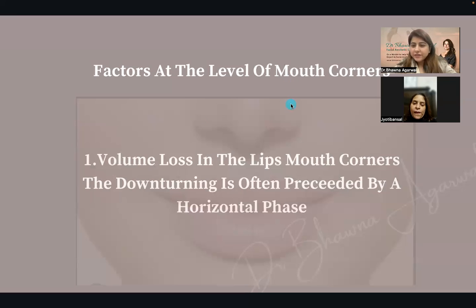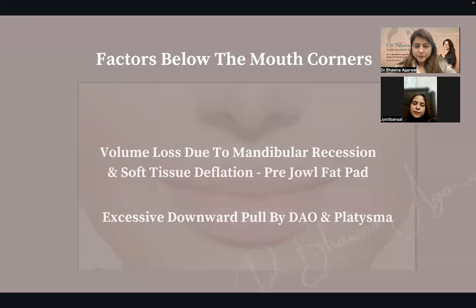So at the level of the mouth corner, there is deflation in the lips, right? Then below the mouth corner, I said mandibular recession and the pre-jowl fat pad. So two things: one is the bone and one is the soft tissues. And then the muscle is the excessive pull by the DAO. So below the corner, we have the mandibular factor, the pre-jowl fat pad factor, and the muscular factor. Three factors.